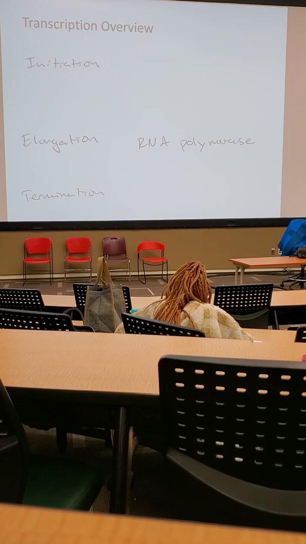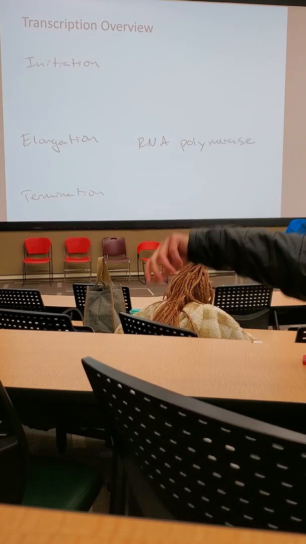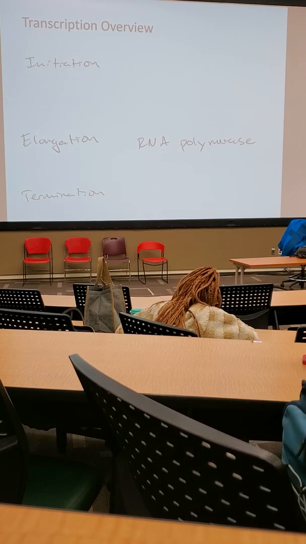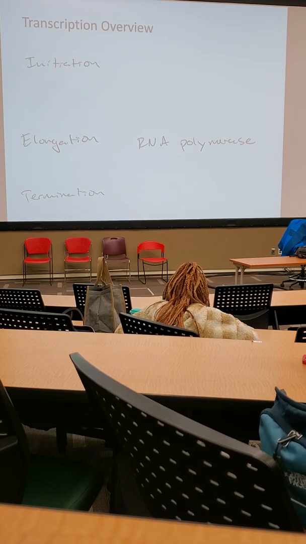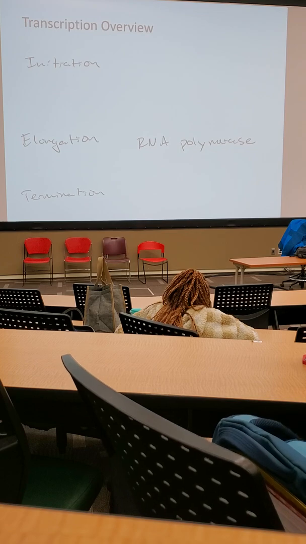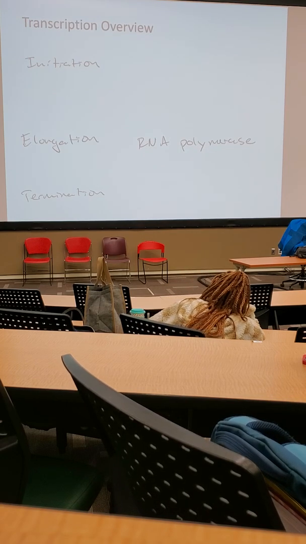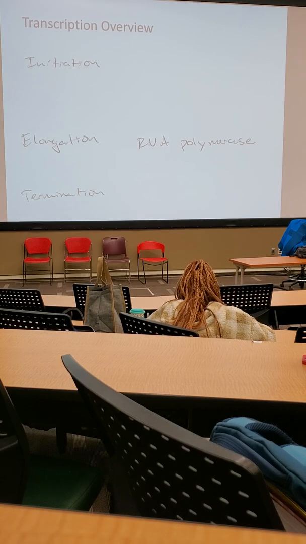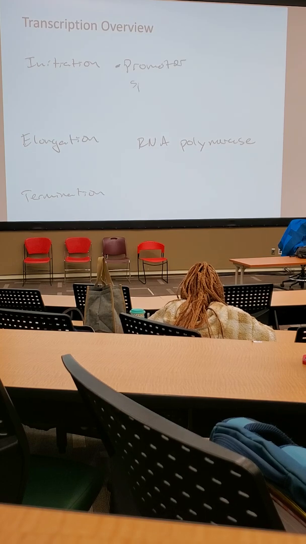Any other things you can start filling in? So in replication, we had an origin. What part was the origin important for? Is it for the fork? Yeah, so the origin was important for initiation. So we don't call it an origin for transcription, we call it a promoter. But it's the same idea. It's going to be a specific DNA sequence, and it's going to have some protein interaction.